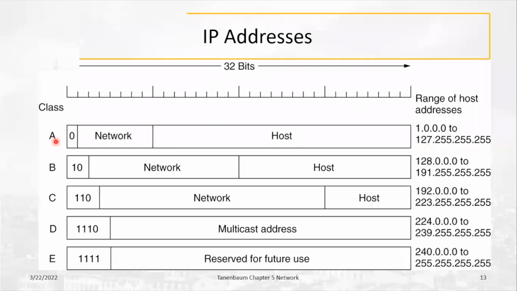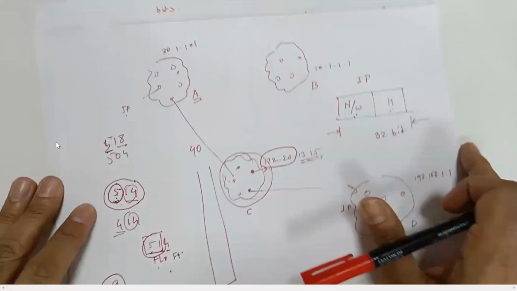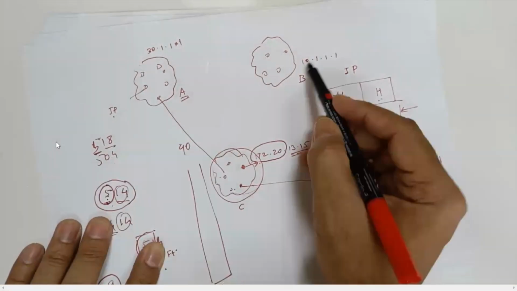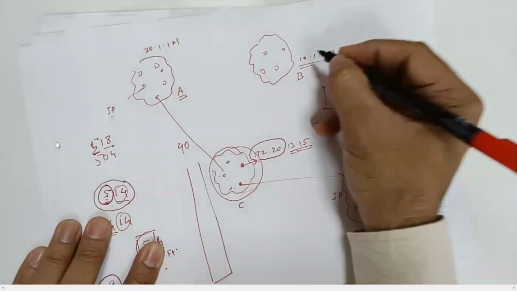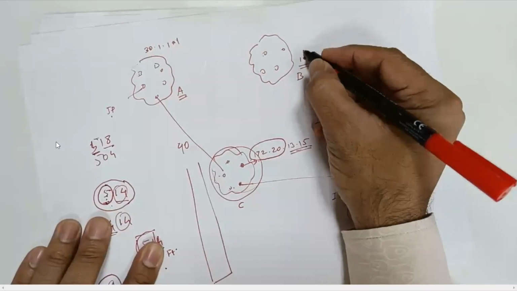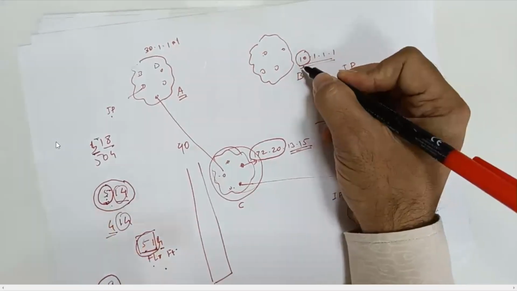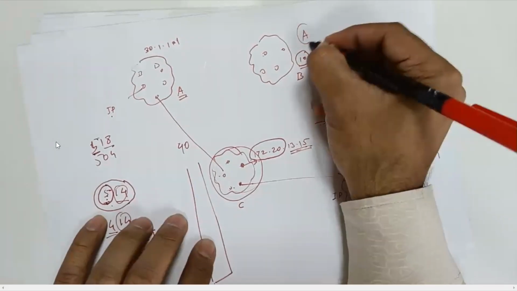So I have given the IP addresses here. If the IP address is given like this, that means the first octet value lies between 1 to 127. So it is a class A network.